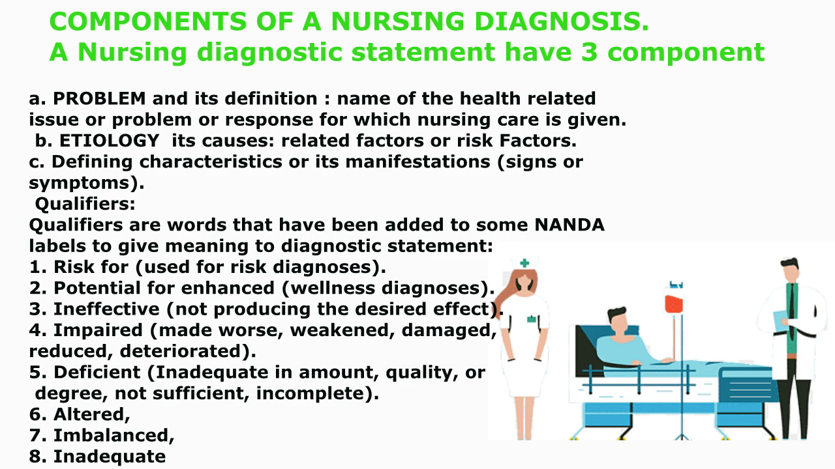Qualifiers. Qualifiers are words that have been added to some NANDA labels to give meaning to the diagnostic statement. 1. Risk for, used for risk diagnoses. 2. Potential for enhanced, wellness diagnoses. 3. Ineffective, not producing the desired effect. 4. Impaired, made worse, weakened, damaged, reduced, deteriorated. 5. Deficient, inadequate in amount, quality, or degree, not sufficient, incomplete. 6. Altered, 7. Imbalanced, 8. Inadequate.